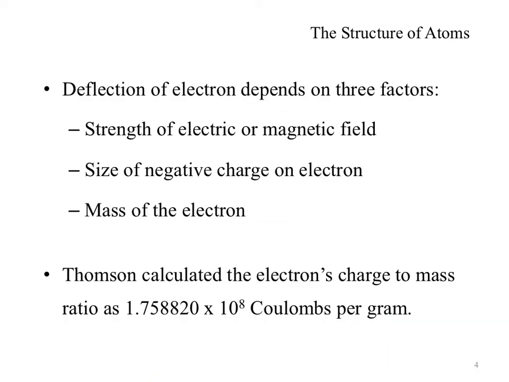Now, it is important to note that the deflection of the electron that they saw in presence of the magnetic field and the electric field did depend on the strength of the electric field. So that's an important point there. And of course, this deflection would also be dependent on the amount of negative charge on the electron and the mass of the electron. So, based on Thomson's work, essentially, he was able to calculate a charge to mass ratio of 1.75 times 10 to the 8th coulombs per gram.